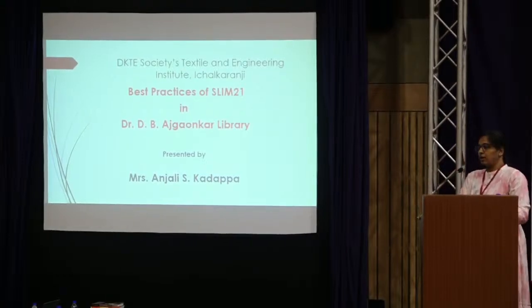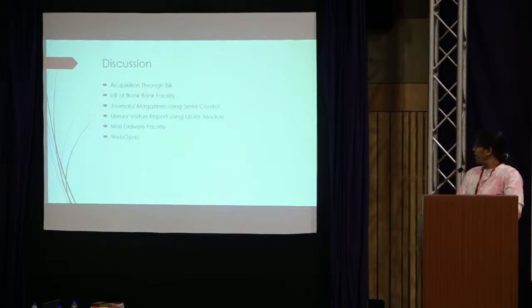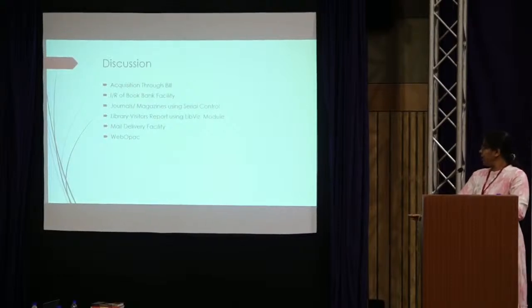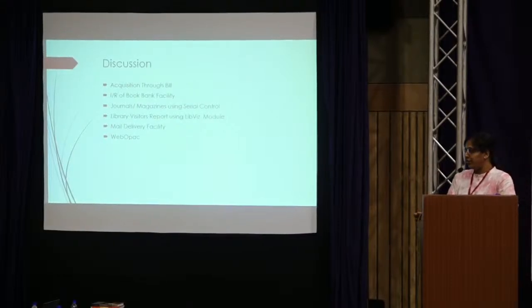From the next slide, now we are discussing Slim 21, what we are using in the Slim best practices. First is acquisition through bill, then issue and return of books with the book bank facility. Thanks to the Slim team for allotting the different book bank facility, we are differentiating the regular issue and receive from the book bank issue and receive. Third is journals and magazines through entry in the serial control.